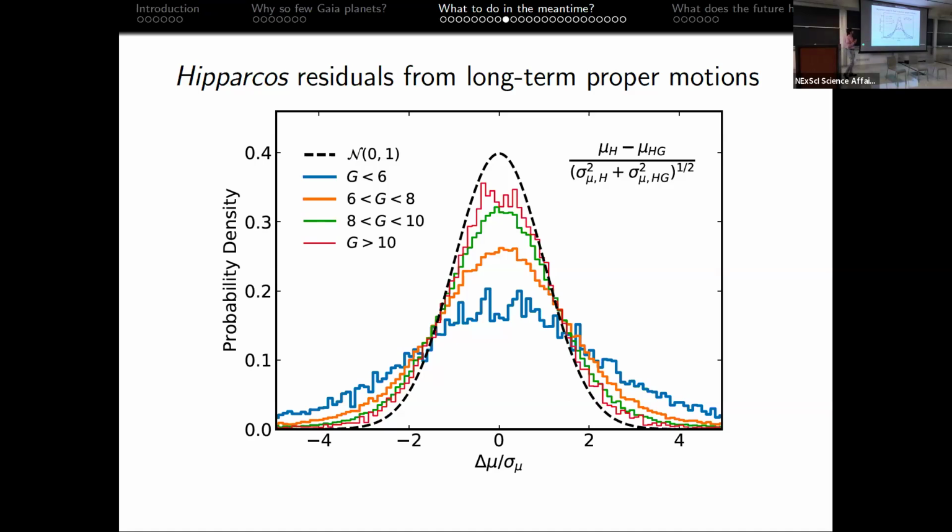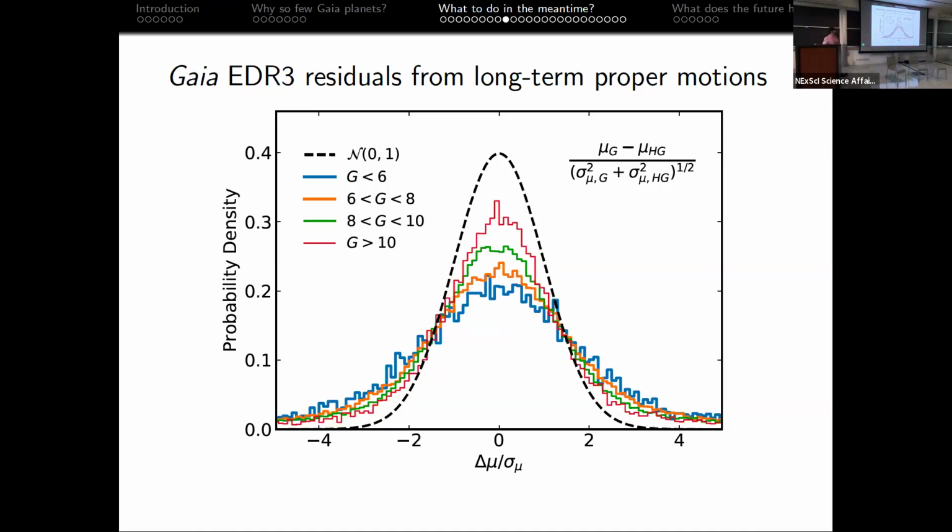What I'm plotting here is the difference between the proper motions as measured by Hipparcos in the early 90s and those long-term position differences. If I do that and I just take all the errors at face value, then the bright stars really don't look like they passed the null test. The faint stars look better, but still not quite. And if I turn toward Gaia, same thing. This is the difference between the Gaia proper motion and those long-term proper motions.